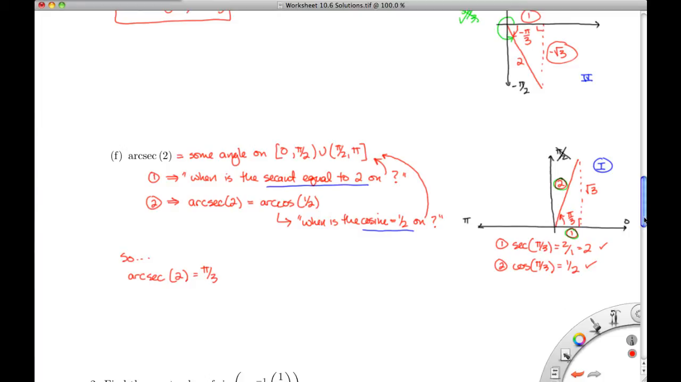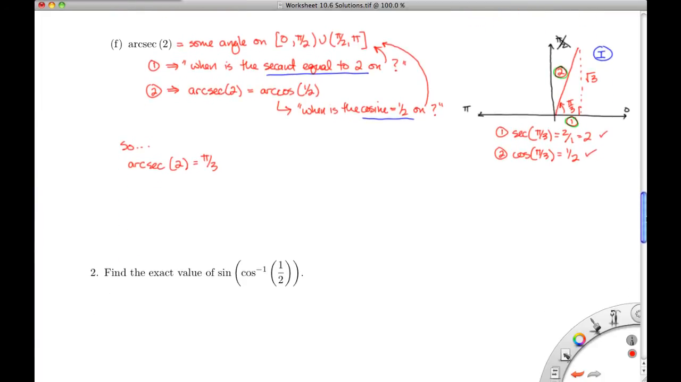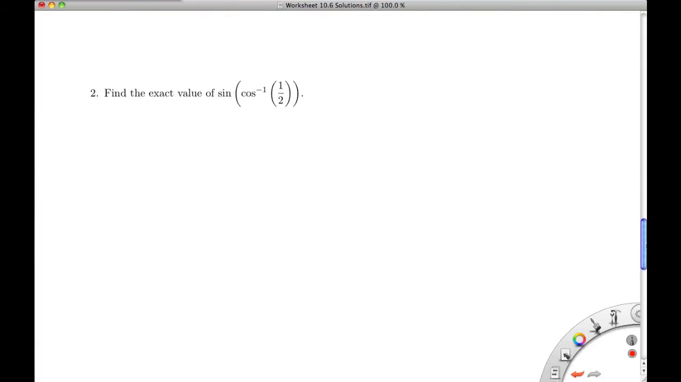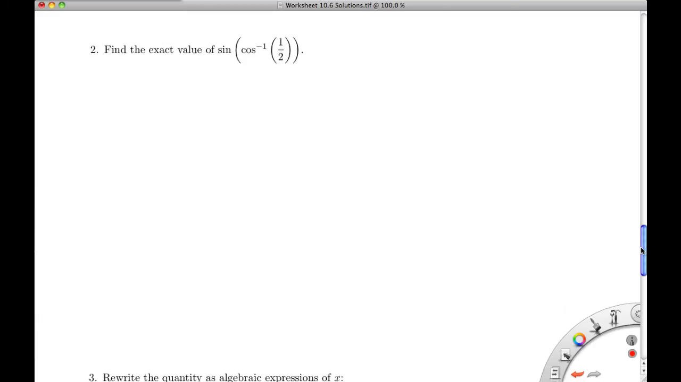Okay, so that's how you would do these for any type of, just evaluate the arc trig function or the inverse trig function, is to keep in mind the restricted set of angles and then sketch it out. Okay, so for number 2, it says find the exact value of the sine of the inverse cosine of 1/2. Well, let's address this first.